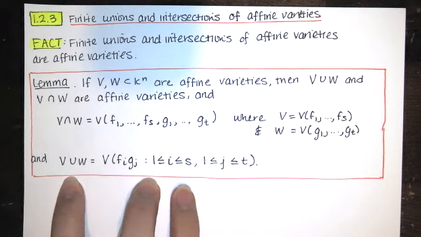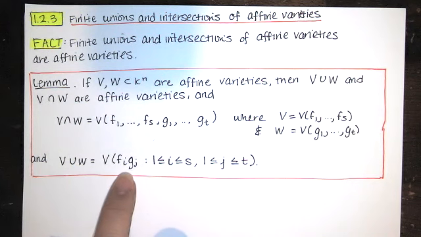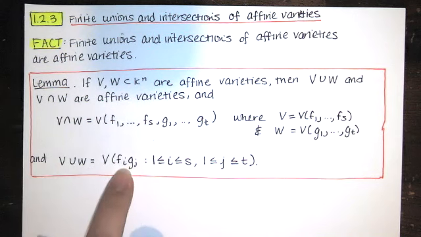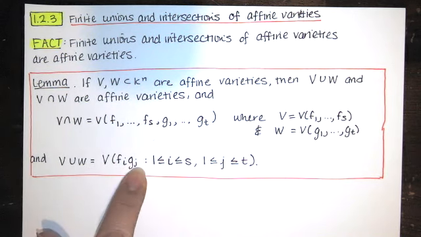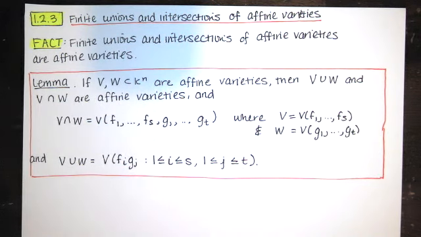And then this just says that if you're talking about the union of those, well, it turns out that the union is given by this. Basically, you take each of the equations for V and you multiply them by the equations for W. So if you've got S equations over here and T equations over here, you're going to have S times T equations that define the union of the two affine varieties.